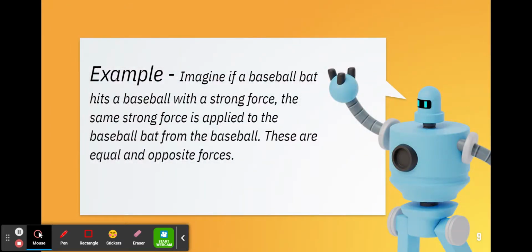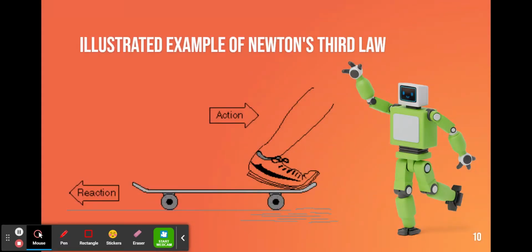Example. Imagine if a baseball bat hits a baseball with a strong force. The same strong force is applied to the baseball bat from the baseball. These are equal and opposite forces. Illustrated example of Newton's third law.